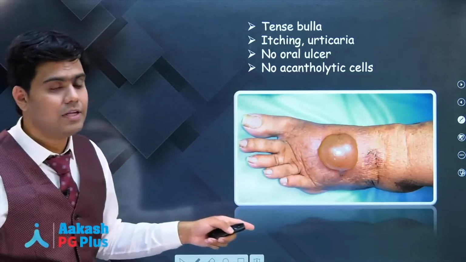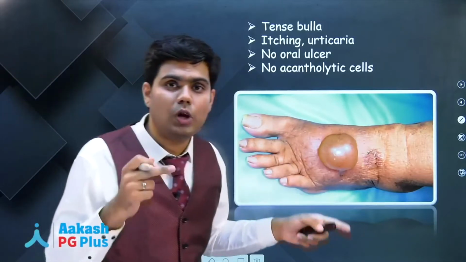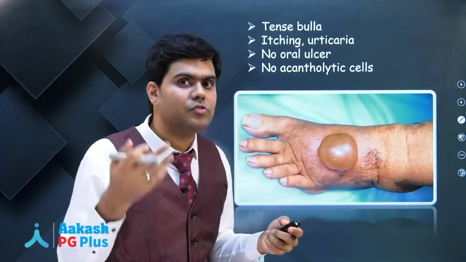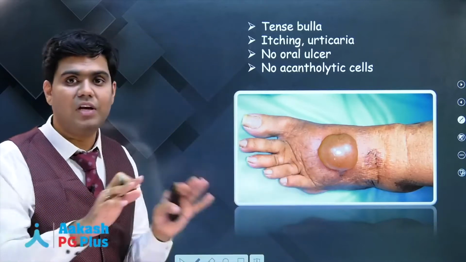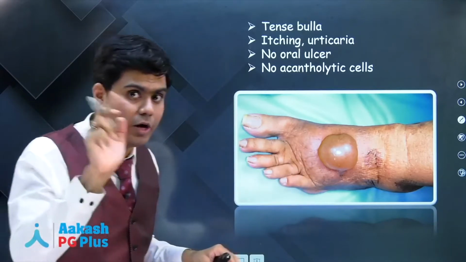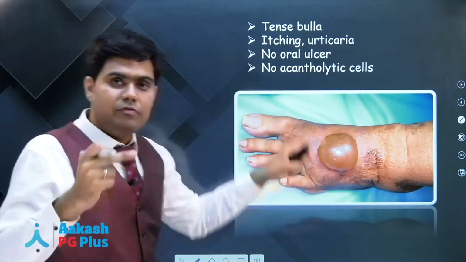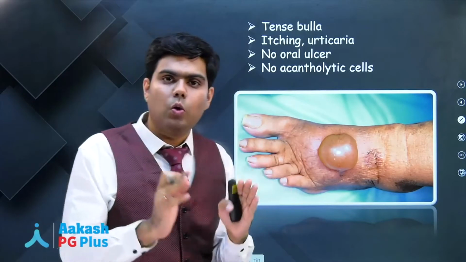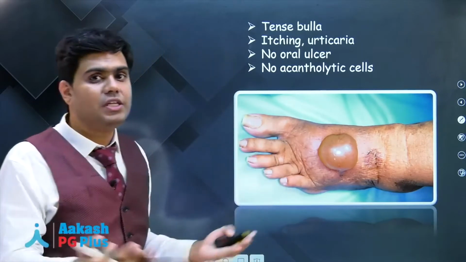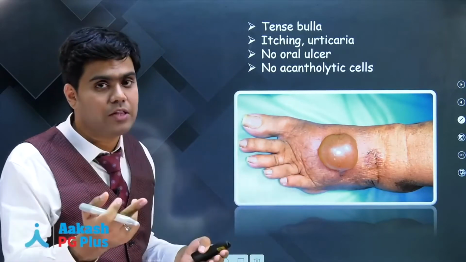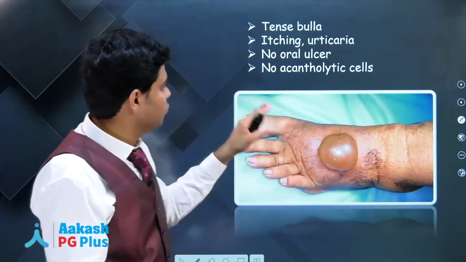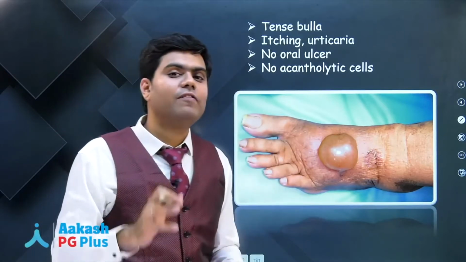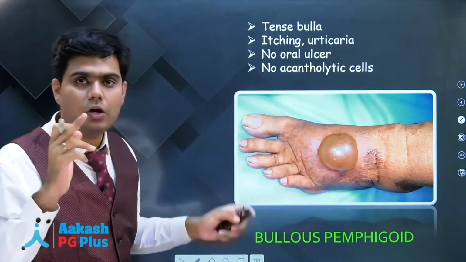So what is this? This is a tense bulla, like a balloon. So if I tell you tense bulla, pemphigus is ruled out. You will think of pemphigoid. Tense bulla with itching and urticaria. You are not seeing any oral ulcers and you are not seeing any acantholytic cell. So no acantholytic cell, no pemphigus. So tense blister, you will think of bullous pemphigoid.